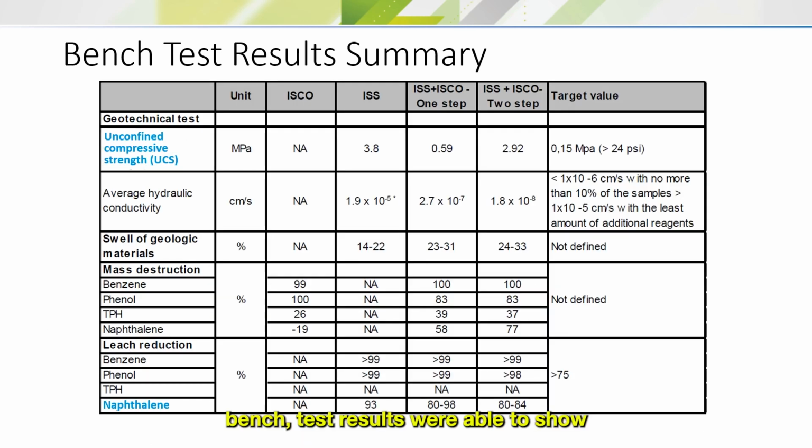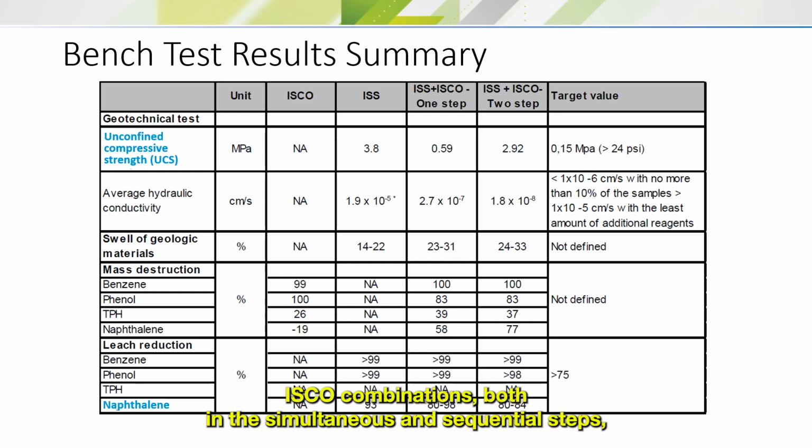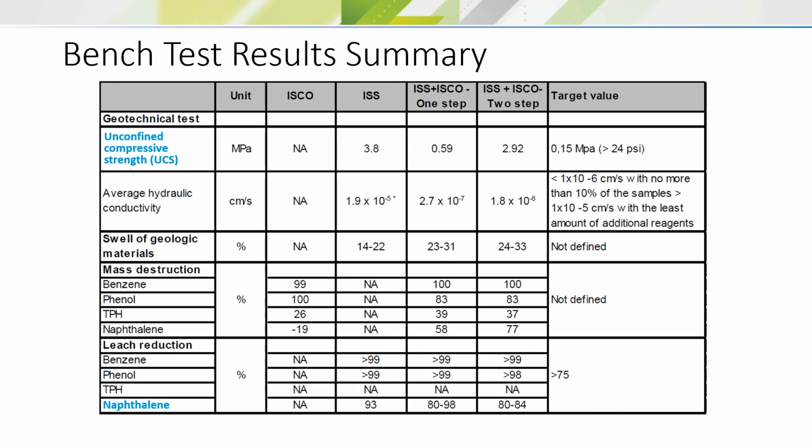Bench test results were able to show that ISS and ISCO would both be effective at removing the contaminants and at reducing the leachability of the compounds present. Results of the ISS plus ISCO combinations, both in the simultaneous and sequential steps, were also able to show that we were able to achieve all of the minimum target metrics for a successful test under both conditions. And due to the speed at which the site had to be remedied and the ease at which it would be to apply both technologies at the same time, an ISS plus ISCO simultaneous injection was selected as the field remedy approach.